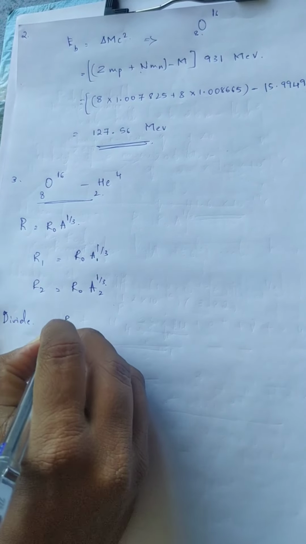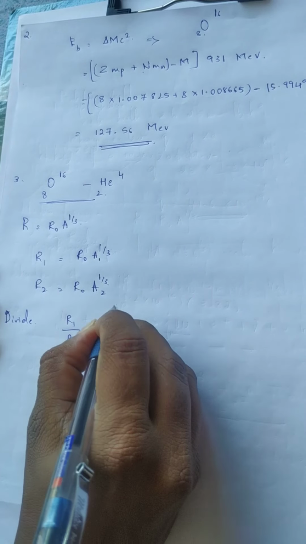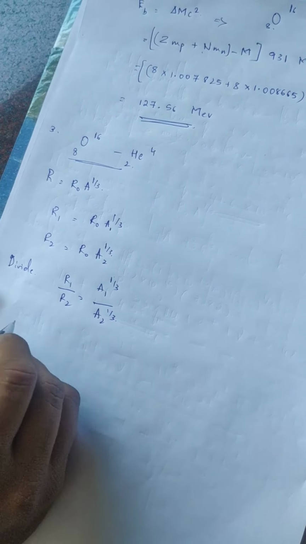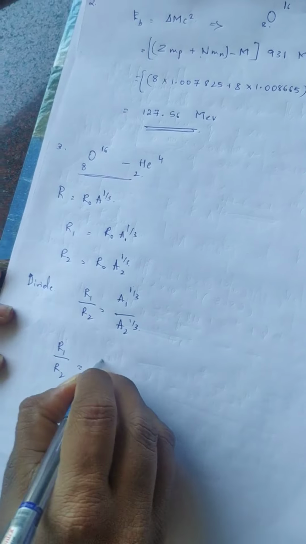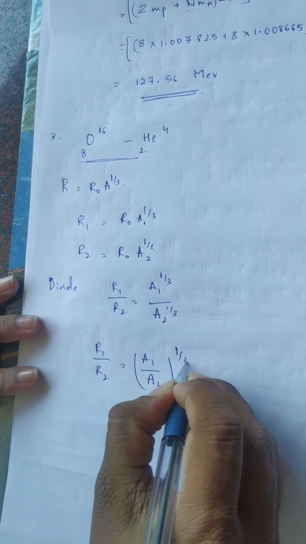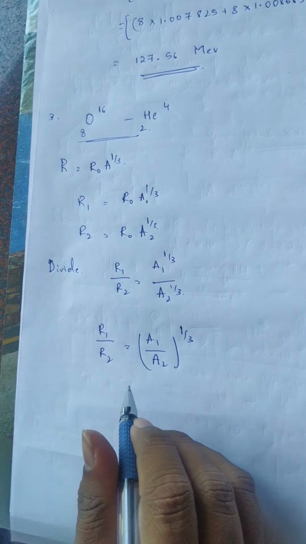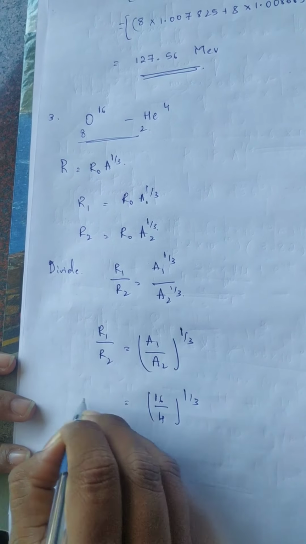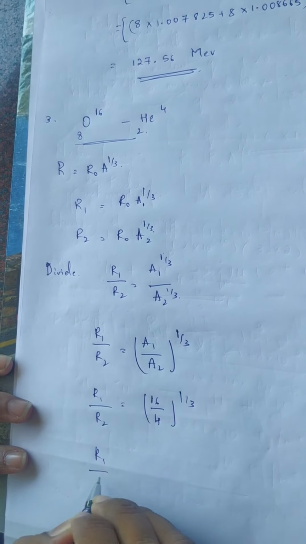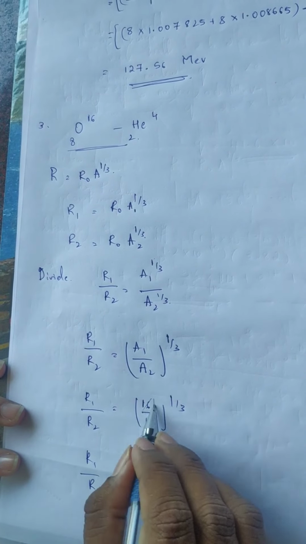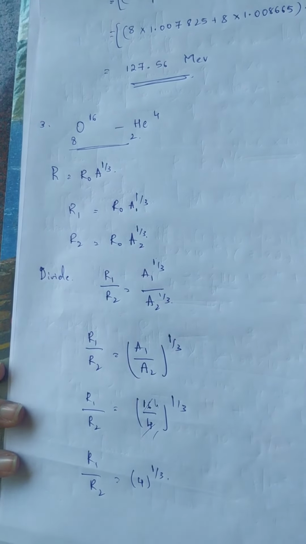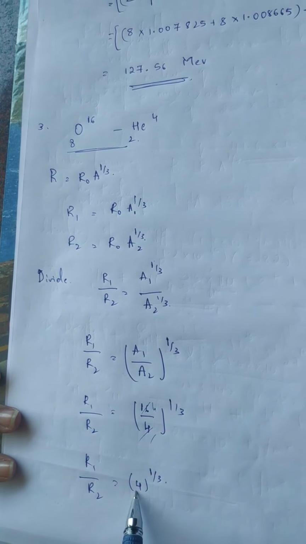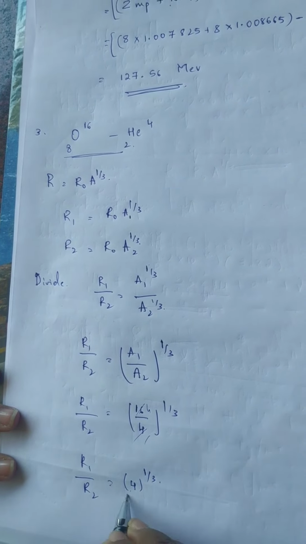Now let us divide these two. Therefore we get r1 by r2 is equal to (A1 by A2) to the power 1 by 3, right? A1 is given, it's the mass number. So r1 by r2 is equal to (16 by 4) to the power 1 by 3, that is 4 to the power 1 by 3. Now 2 cube is 8, and 1 cube is 1, so 4 is in between 1 and 2.